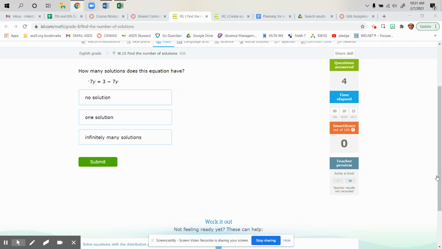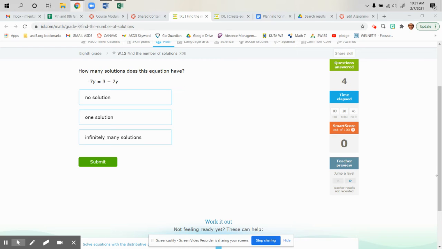So one solution means it'll say y equals 7. I made up a number, but it'll say y equals 7 at the end. One solution. No solution means the y's will be gone. Like they'll cancel each other out. Infinitely many solutions means it would be like 7y equals 7y. It means they equal itself. So no matter what number you put in, it would be equal.